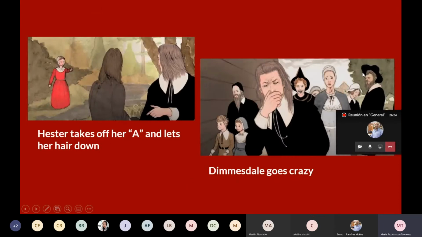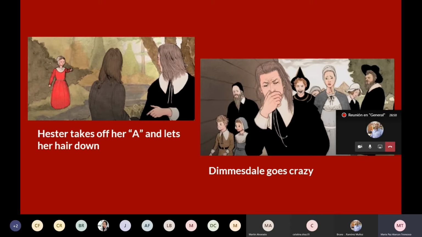So after that, they get caught up in the feeling of freedom, and Hester takes off her scarlet letter and lets her hair down. But Pearl gets really angry because she doesn't recognize her mother, and also because she doesn't like this Dimmesdale. She doesn't want to be friends with him.